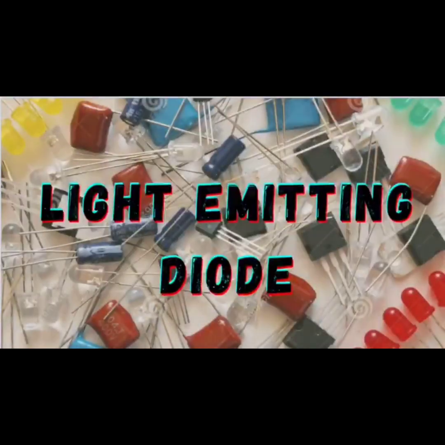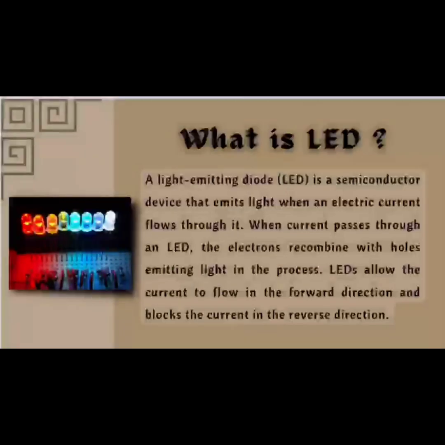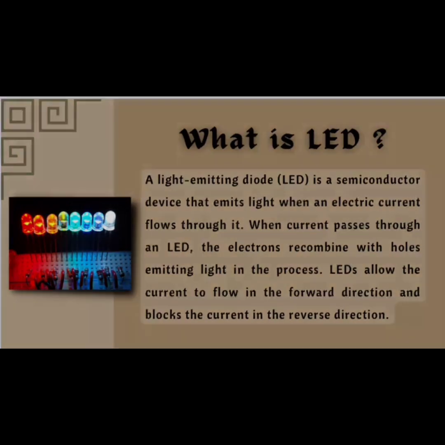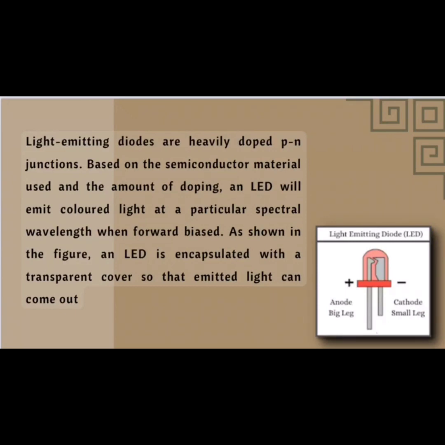Okay, next we continue with the light emitting diode. What is an LED? A light emitting diode, LED, is a semiconductor device that emits light when an electric current flows through it. When current passes through an LED, the electrons recombine with holes, emitting light in the process. LEDs allow the current to flow in the forward direction and block the current in the reverse direction. Light emitting diodes are heavily doped PN junctions. Based on the semiconductor materials used and the amount of doping, an LED will emit colored light at a particular spectral wavelength when forward biased.